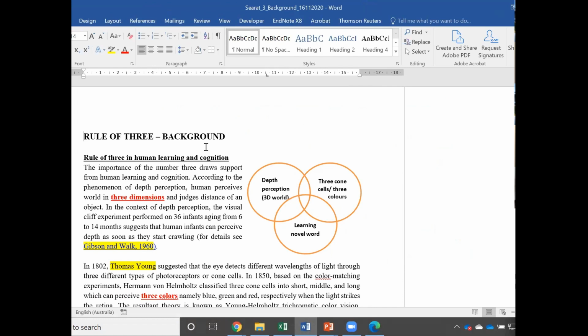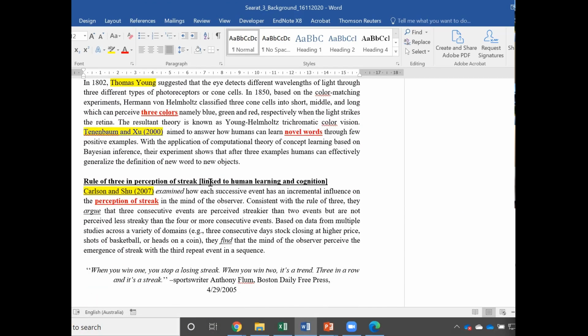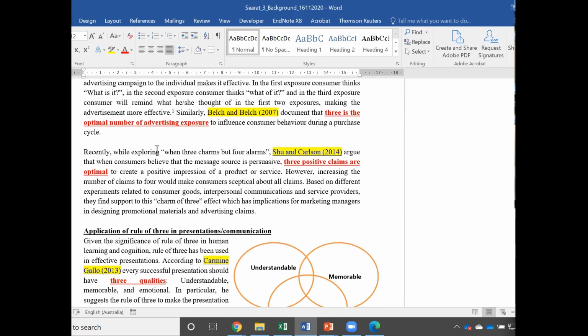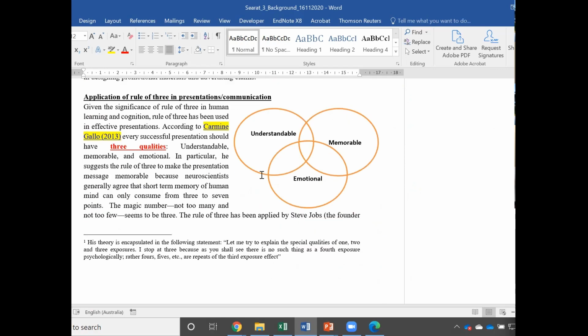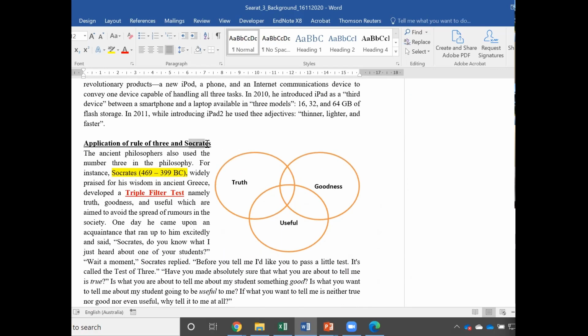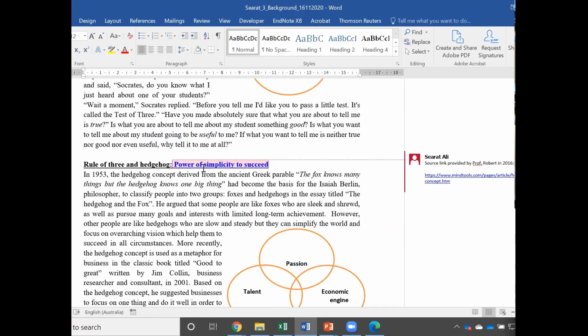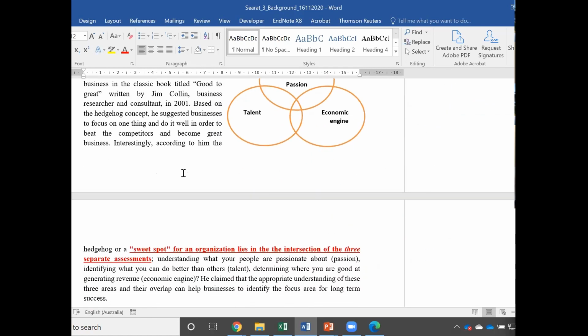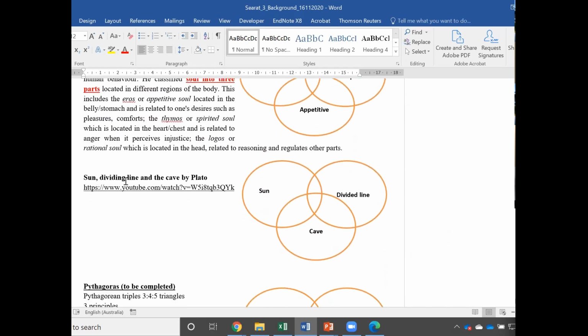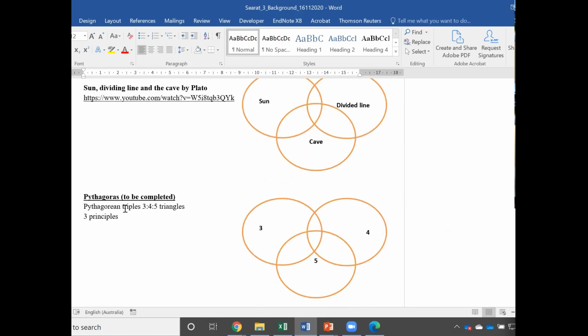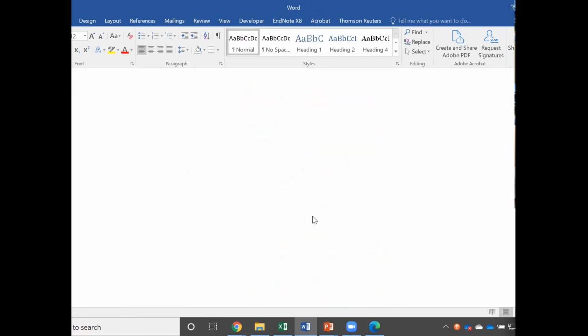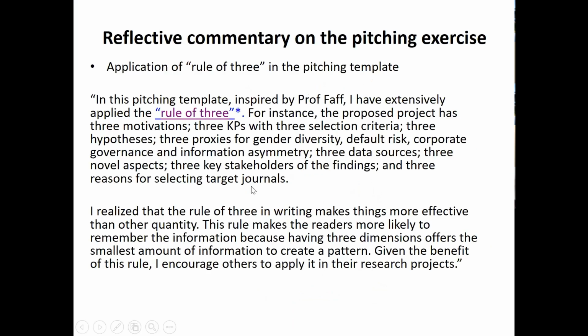We haven't finalized it in the last 5 years because so many other things came up. So you can see here what we are preparing, how the rule of three is used in different disciplines. Rule of three in human learning and cognition, then rule of three in marketing, application of rule of three in presentation and communication, application of rule of three in philosophy, and rule of three based on the hedgehog process. Plato used the rule of three: the sun, the divided line, and the cave, and also the Pythagorean theorem. So that is what I reflected in my pitch template, and afterwards Professor Robert invited me, why don't we prepare an SSRN paper.